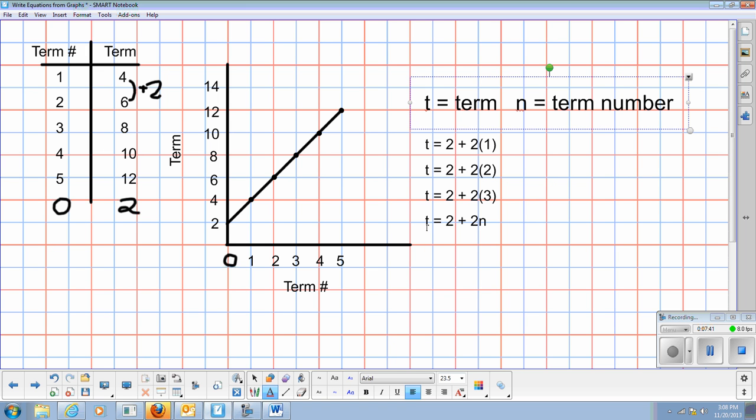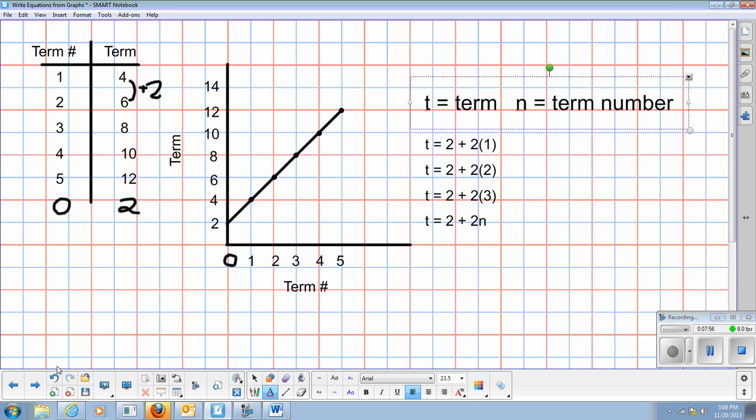So here our pattern is to find my answer t, I'm going to take my starting point 2, I'm going to add to it the number of times I counted 2 or I added 2 to it. That's how we come up with the equation. All right, watch me do another one.